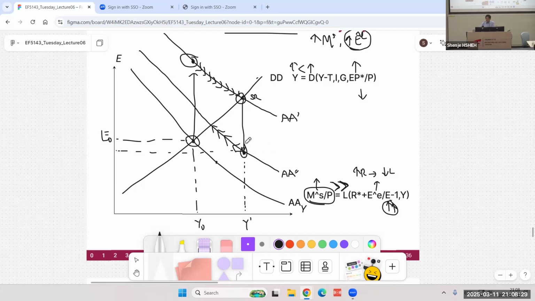Make sense? Because as Y decreases, E is going to increase, the negative relationship on the AA schedule. So all else equal, we're going to approach the DD schedule here. But we're not done yet. We're not done yet.